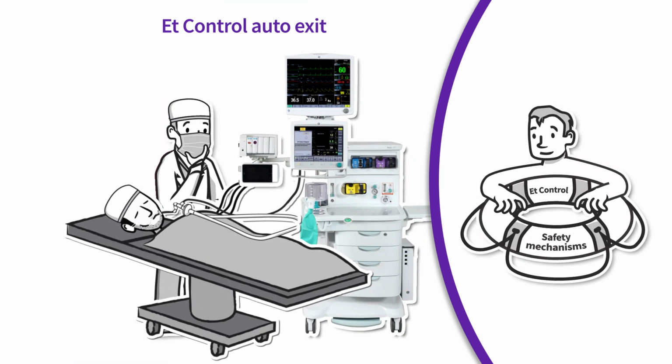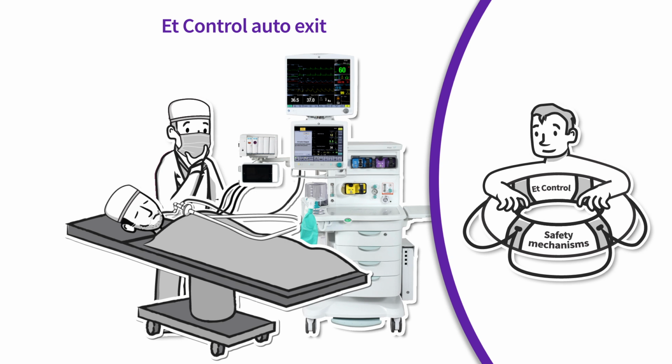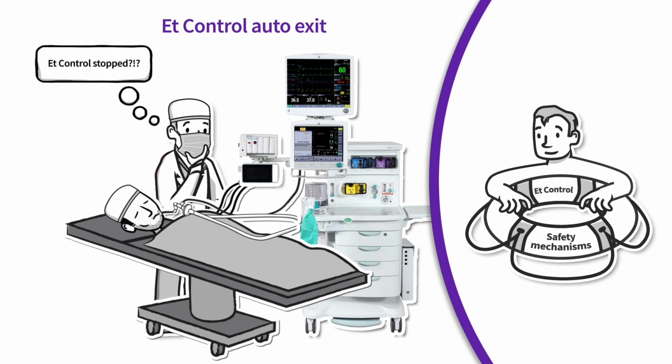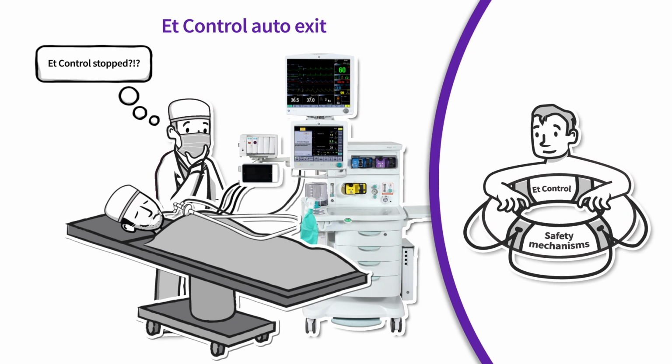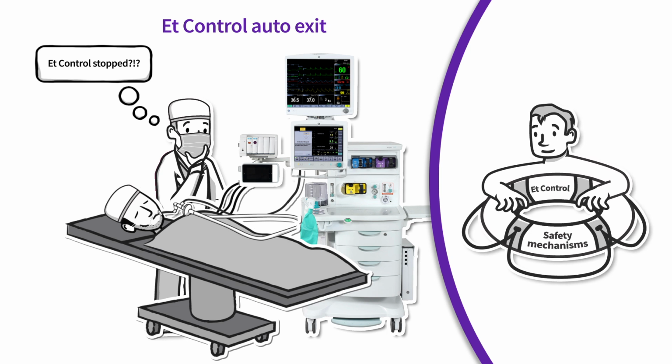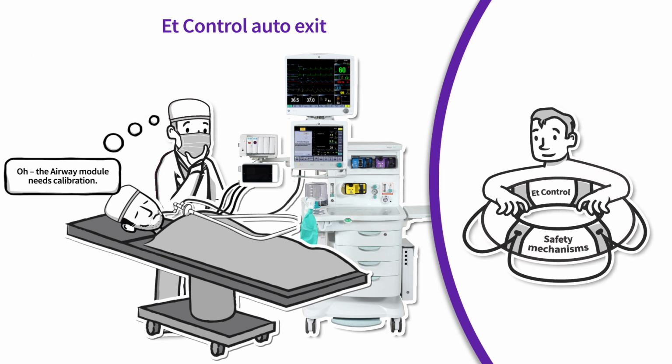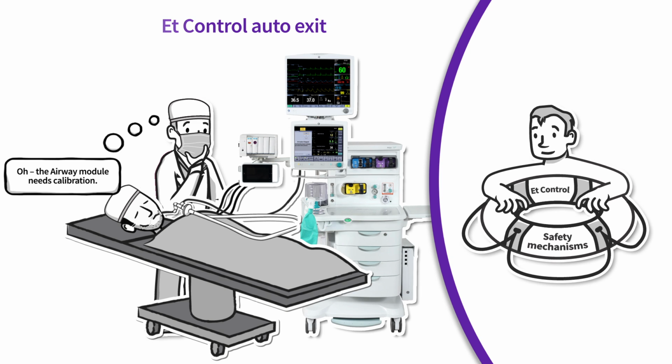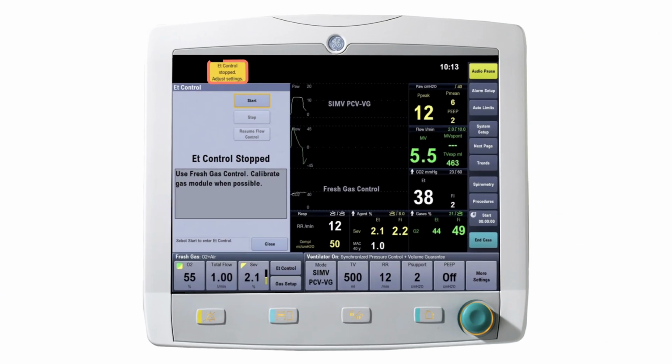Another safety mechanism is automatic exit from end-tidal control when an issue arises that requires clinician interaction or a condition that cannot be resolved during the case, such as an airway module calibration. When this occurs, the system automatically exits ET control and resumes fresh gas control. After an automatic exit, the anesthesia provider will need to manually re-enter end-tidal control.